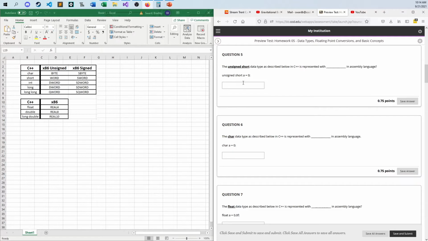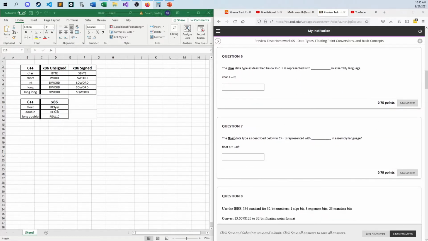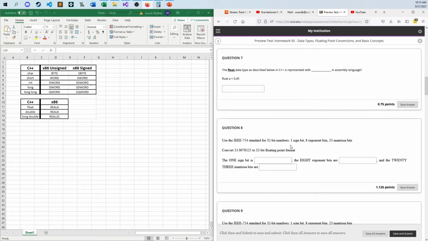All the others, if you just say short, that's presumed to be signed. But I believe character depends on the implementation. Our implementation is showing that character is signed, so character will be S byte. Float is real 4. And then that pretty much covers it.